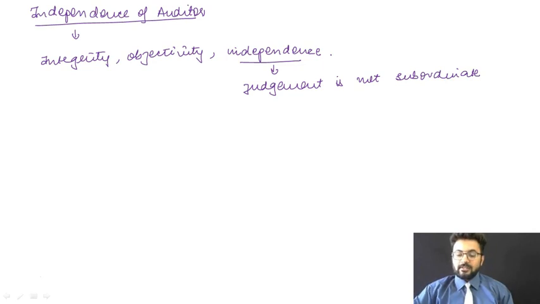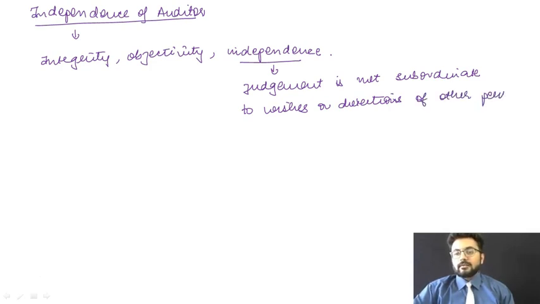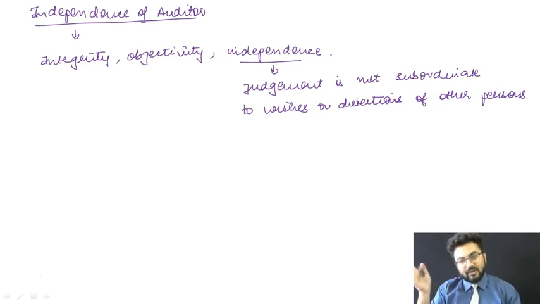Judgment is not subordinate to wishes or directions of other persons. So that integrity, what refers to that if the auditor is your cousin, he is going to work straight away as per your direction. That means he is not independent. Got it? You are understanding my point? He is not independent if he is working as per your directions.